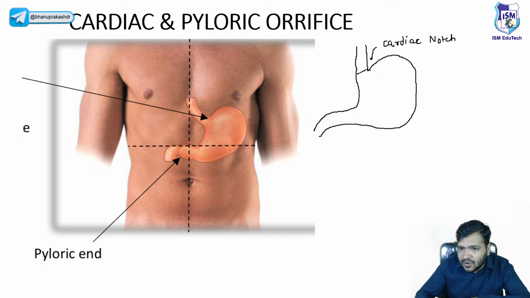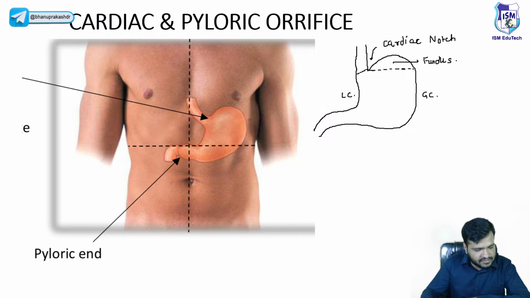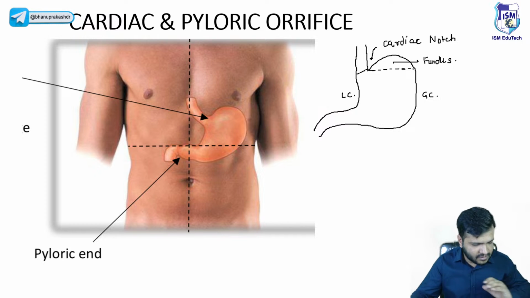From the cardiac notch, if I draw a line on the greater curvature, you already know this is the greater curvature and this is the lesser curvature. This part here is the fundus, right?